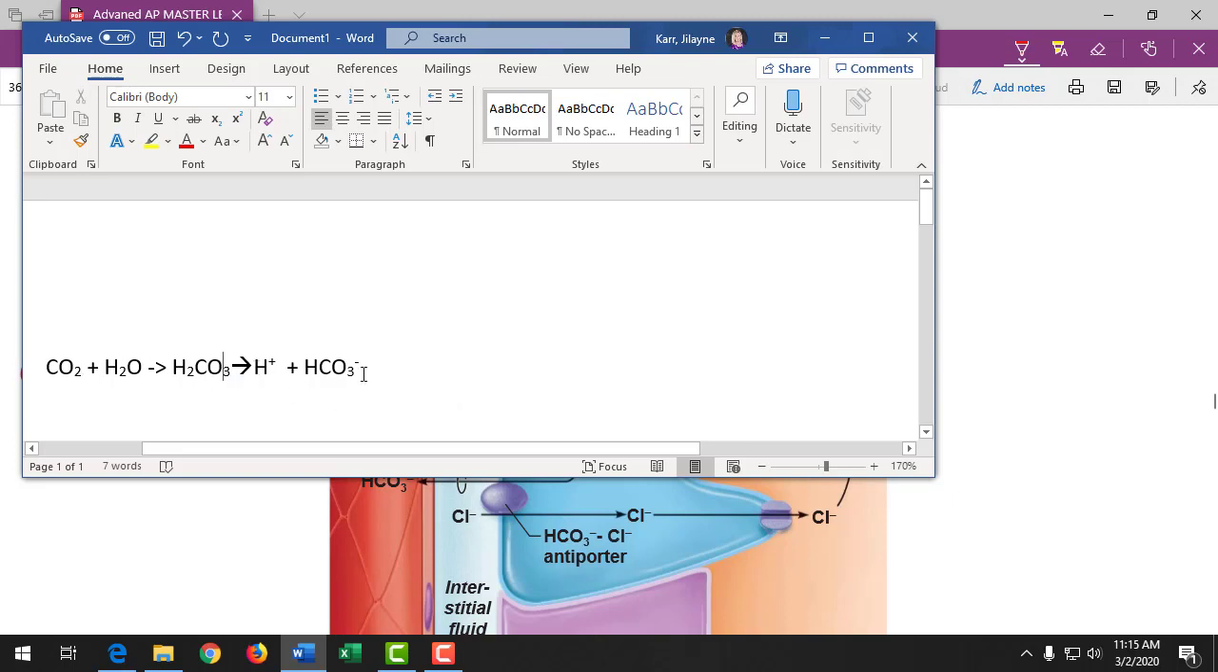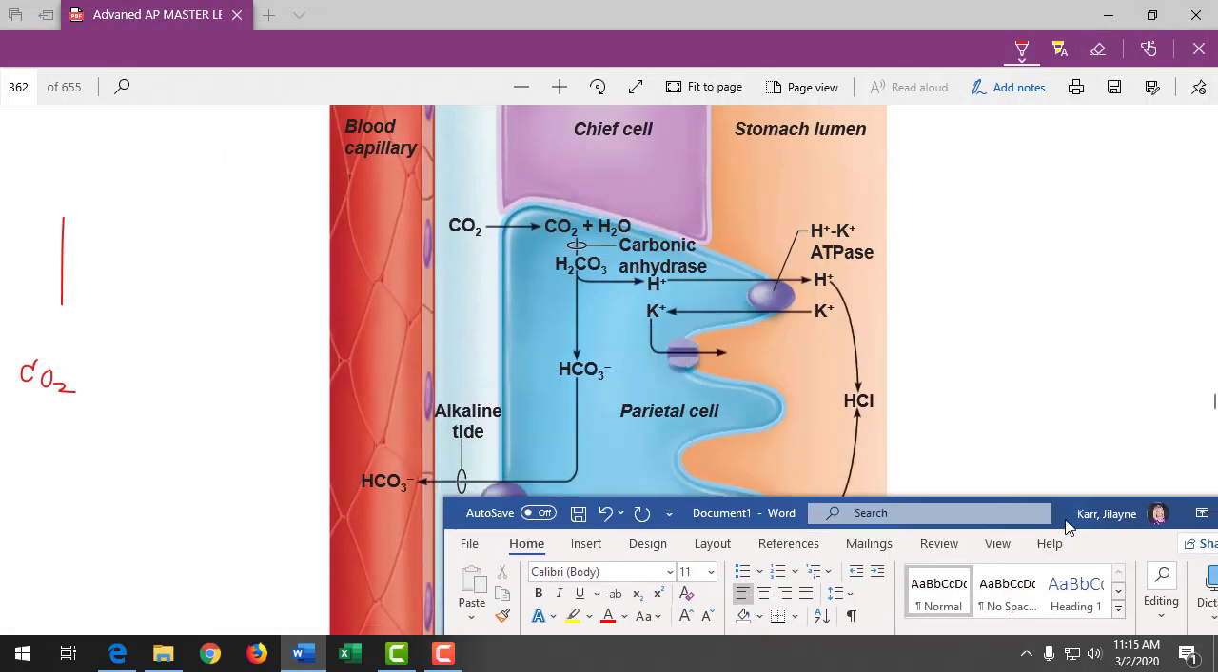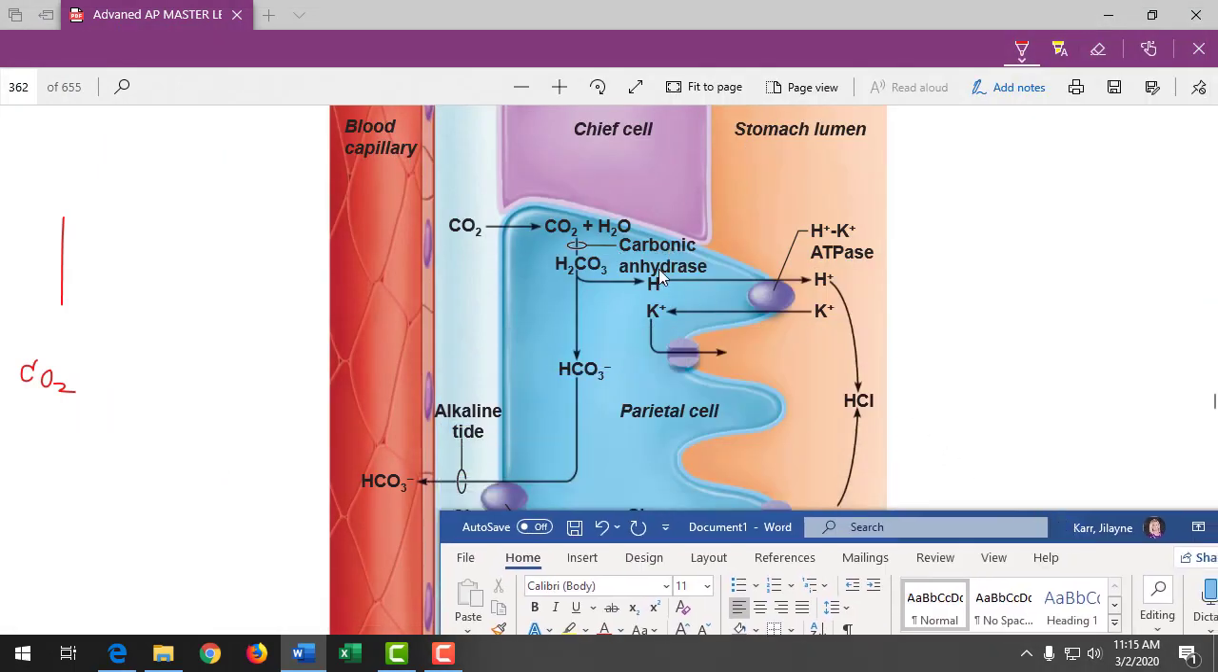Okay, so this happens in the parietal cell, this formation of carbonic acid, and then the breaking into these ions happens in the parietal cell. And why does it happen in the parietal cell? Because it has the enzyme carbonic anhydrase. So carbonic anhydrase is necessary in order to take carbon dioxide and water and form carbonic acid. And then again, based on chemistry, this carbonic acid, some of it will break up into H plus and HCO3 minus.